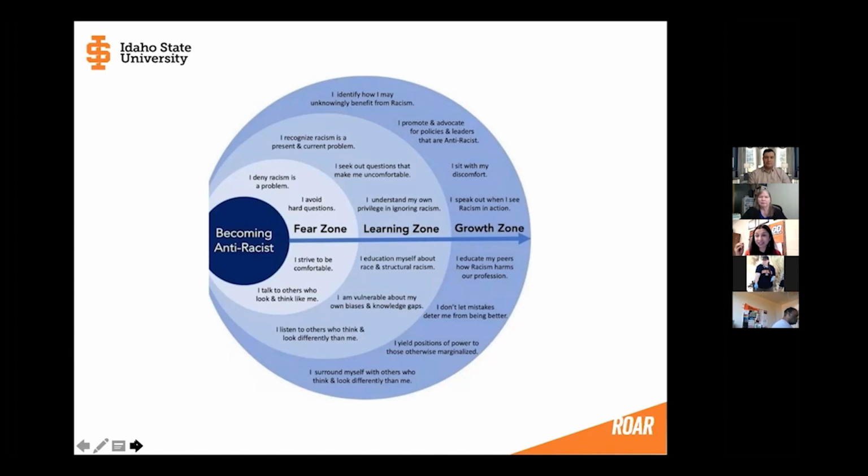Can I sit with my discomfort? Conversations on race and racism, no matter what age group, what setting, are always uncomfortable. Am I willing to still have them and be uncomfortable so I can grow out of that? And so it's always good to go back to this image and ask ourselves, all right, where am I and what kind of work do I need to do in this process?